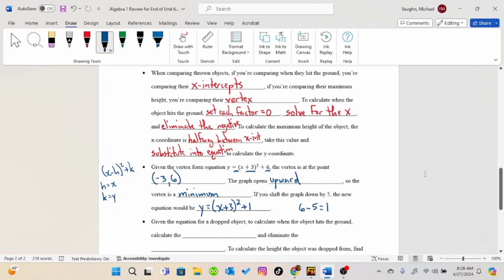If you have any questions about this concept, please ask for clarification now so that you are prepared for the test tomorrow.